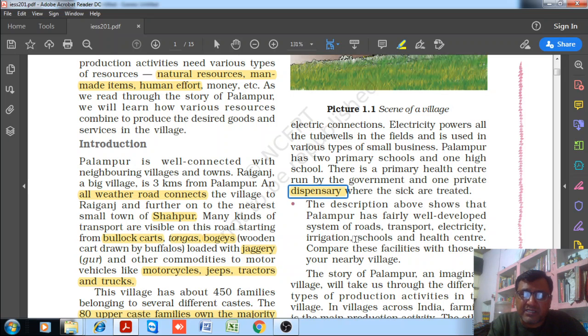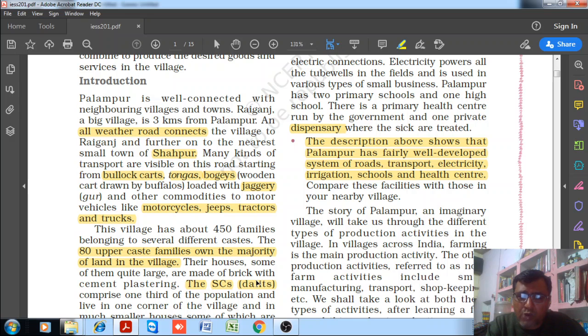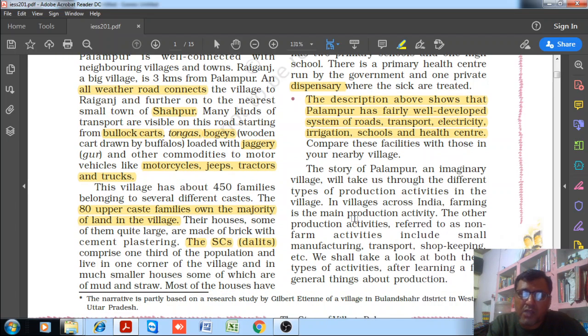Now another point is that the description above shows that Palampur has a fairly well developed system of roads, transport, electricity, irrigation, schools and health centers, which is, I think, a prerequisite for all human beings to survive in any corner of the country. So now you can compare all such facilities with the facilities of your village or your neighboring villages. Now, the story of Palampur is about an imaginary village.